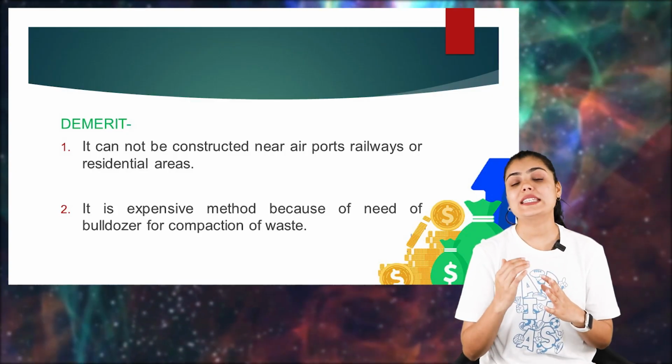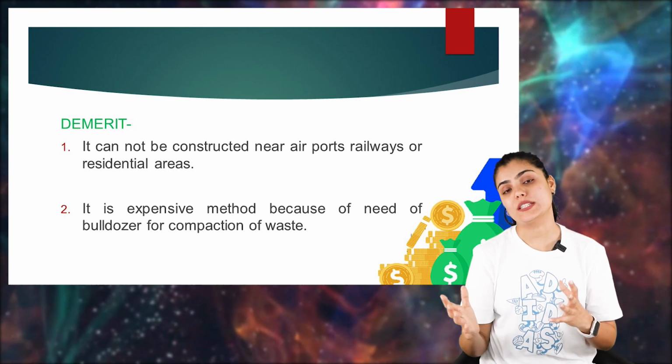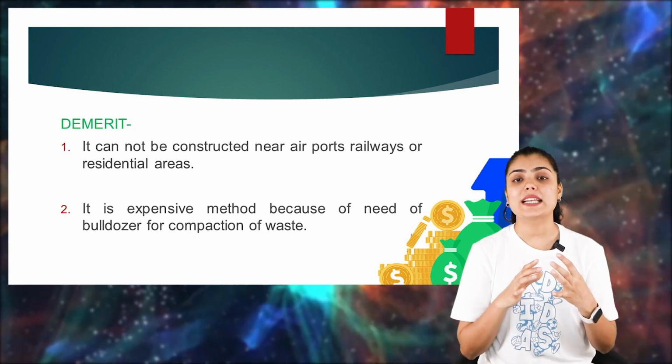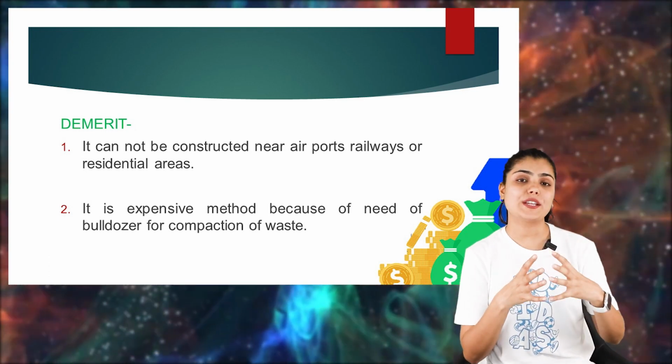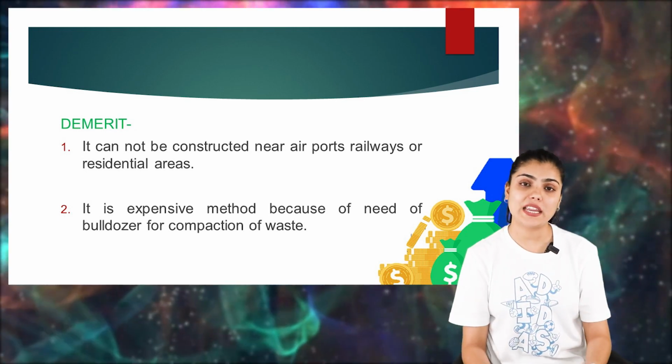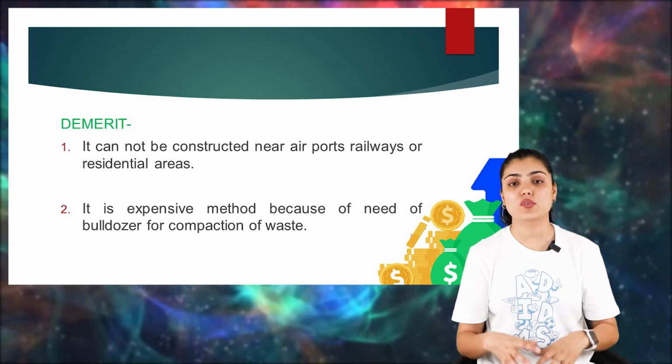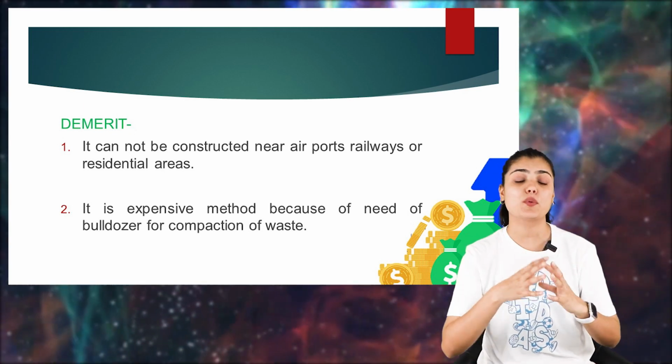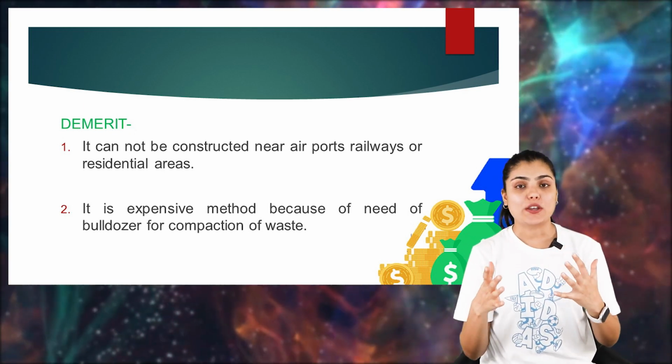Let us move on and see the demerits of control tipping. The first demerit is that control tipping, ramp method, trench method, as well as area method cannot be practiced near residential area or any commercial area. So of course, in residential areas, in airports or near commercial areas, it cannot be used.